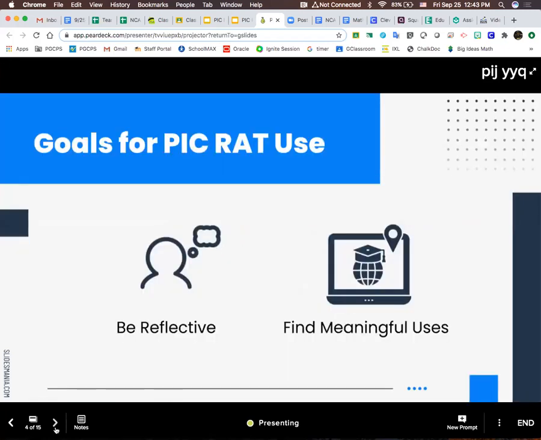So, goals for PICRAT. Again, the two big things are for you to be able to have this model, that you look at your lesson, see where you are, and be reflective of how you can improve your lessons. Am I good for where I am today? Am I just introducing something so it's more of a passive level? This activity that I created, is it passive? Can I make it creative? Can I amplify it using technology? What things can I do? And again, finding the meaningful uses. How can I make this relevant for the students?